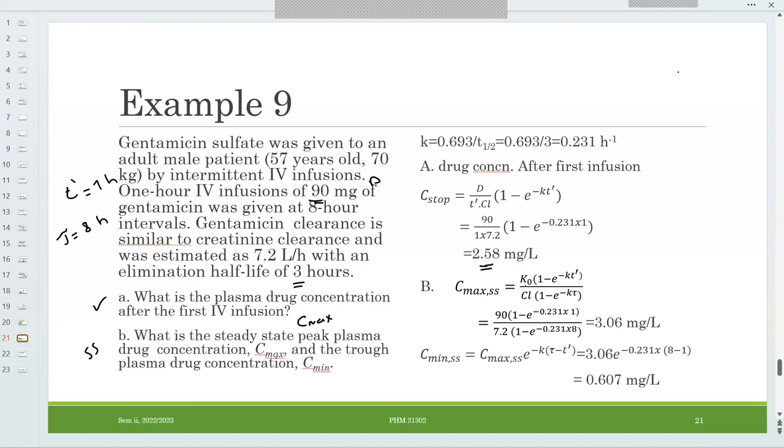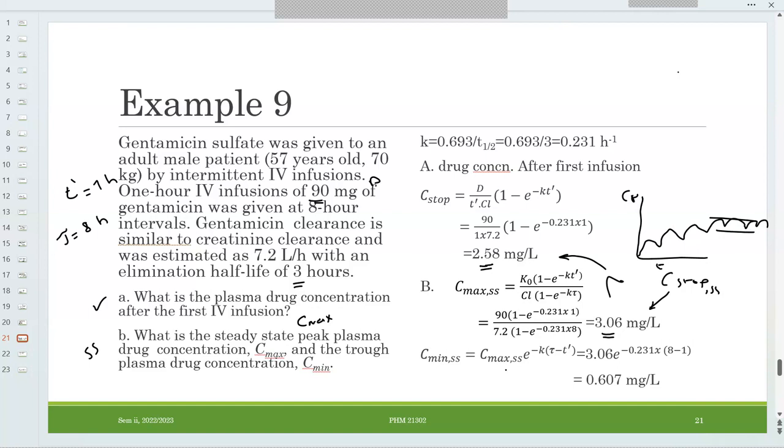And we substitute the values, so 90 divided by 7.2, T prime is 1 hour, and tau is 8 hours. So we get, this is Cmax steady state, as we said at the end of infusion, so this is C stop steady state. How much is the value? 3.06, which is larger than the C stop from the first dose. So this reflects what we mentioned about drug accumulation. If you give multiple doses, then the drug keeps increasing till reaching steady state.